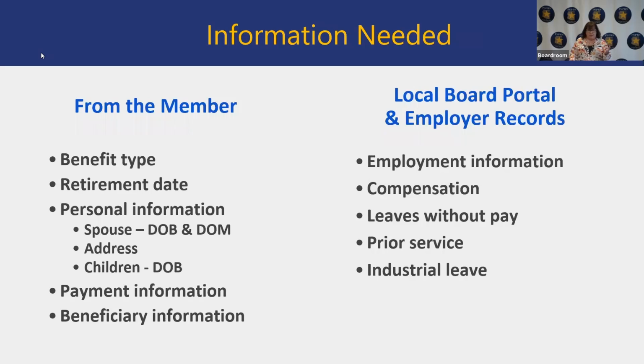So what information is needed? I've broken it down into 2 different areas. From the member, we're going to need benefit type, retirement date, personal information, spouse name, date of birth, date of marriage, address, children, their date of birth, and email address and phone number, payment information, and beneficiary information.